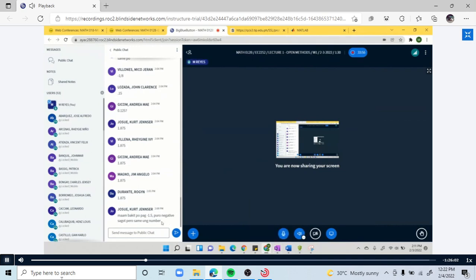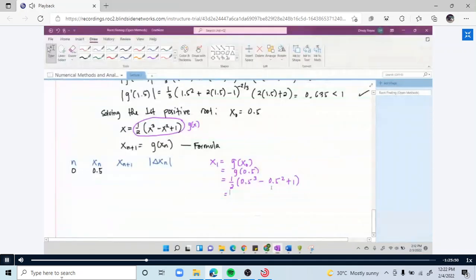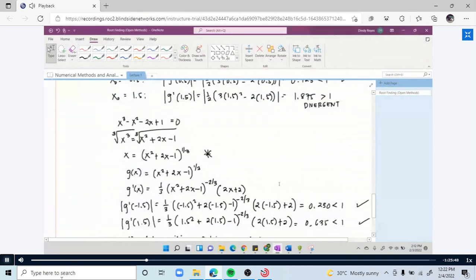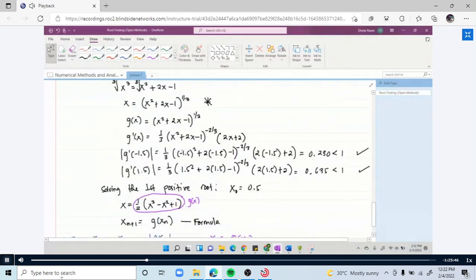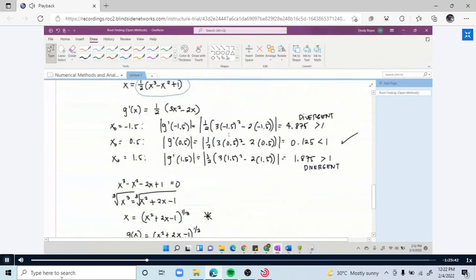Ma'am, bakit po pag negative 1.5, puro negative sagot pero same yung number? Ano yun? Saan yun? Kurt, saan yung negative 1.5, puro negative sagot pero same yung number? Sa negative root. Where is that? Dito ba? Here? Here or here?